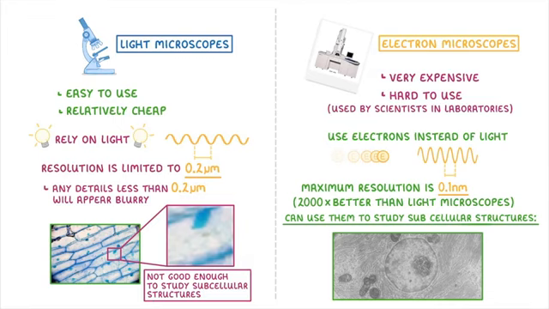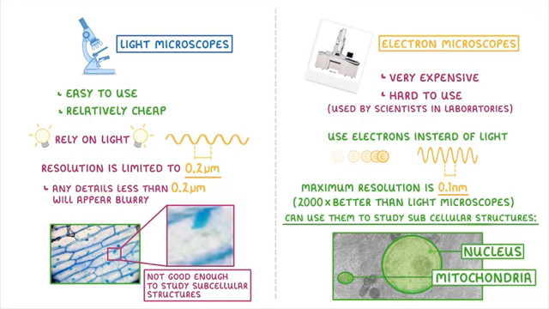For example, this image here, which is part of a pancreas cell, was taken with an electron microscope, and we can see clearly the nucleus in the middle and some mitochondria around the edge.